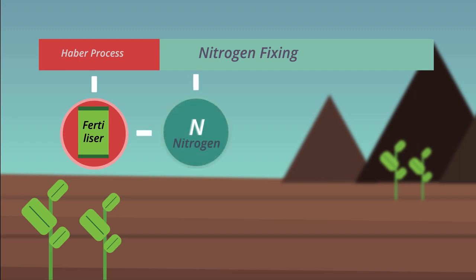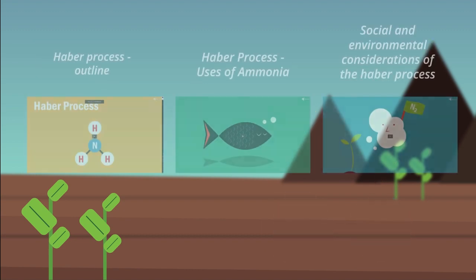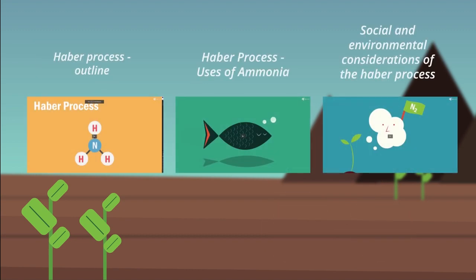Because nitrogen is essential for making proteins, proteins are essential for cell production. Cell production is how growth occurs. Fertilizers are therefore used to increase the nitrates in the soil to maximize plant growth. Watch our videos on the Haber process to learn more about this.